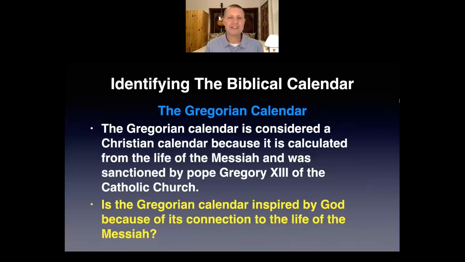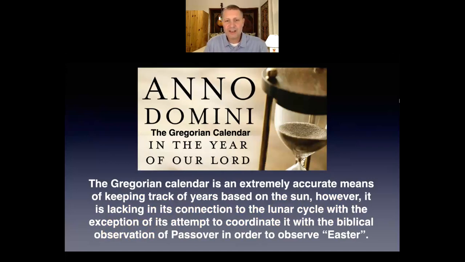The Gregorian calendar is considered a Christian calendar because it is calculated from the life of the Messiah and was sanctioned by Pope Gregory XIII of the Catholic Church. Is the Gregorian calendar inspired by God because of its connection to the life of the Messiah? Something to think about. The Gregorian calendar is an extremely accurate means of keeping track of years based on the sun. However, it is lacking in its connection to the lunar cycle, with the exception of its attempt to coordinate it with the biblical observation of Passover in order to observe Easter.